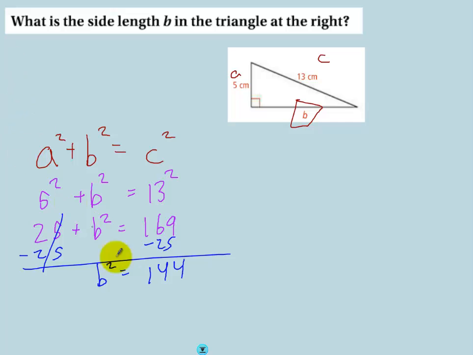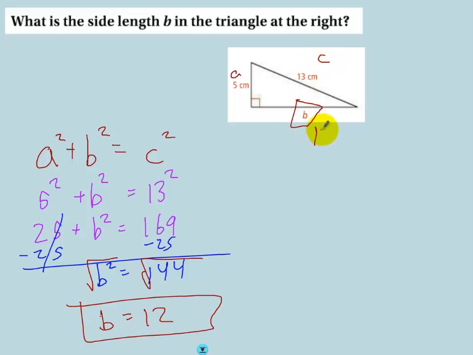And the last step, since it's b squared, I want to square root both sides. This gets rid of the squared, so it's just b equals 12. And there's my answer. So b would equal 12 centimeters.